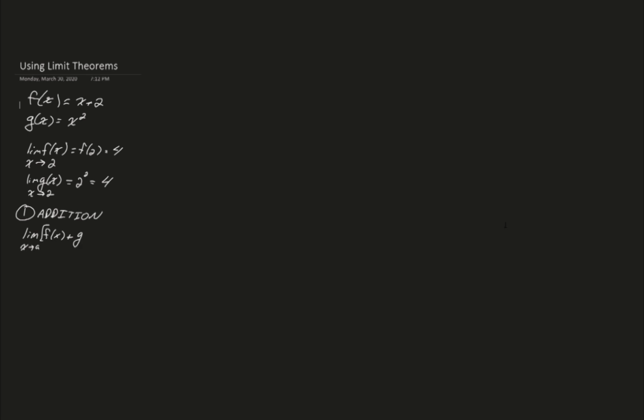If we do the limit of f of x plus g of x as x approaches a, the theorem here is that we can actually pull the limit into each of the individual terms, kind of like distribution. That is equivalent to the limit of f of x as x approaches a plus the limit of g of x as x approaches a.